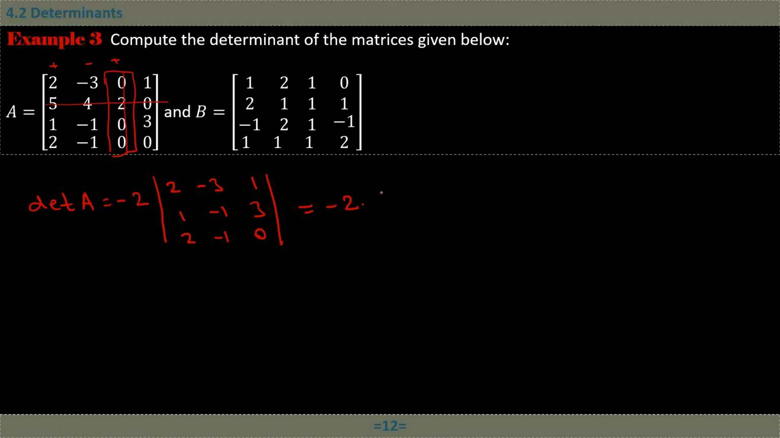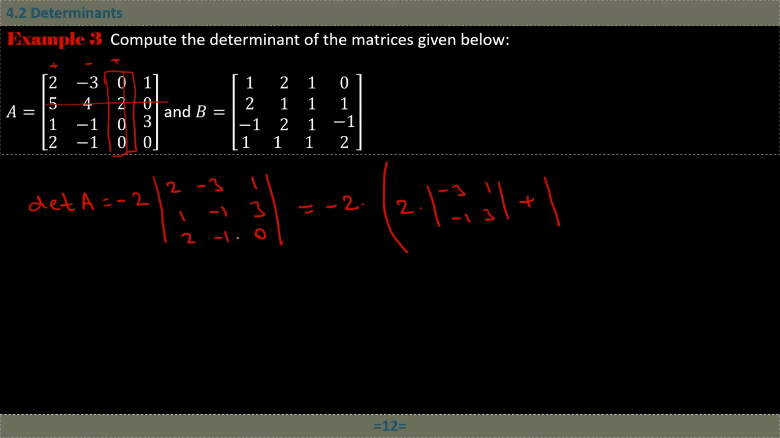So here we will have 2 times, right? Delete this row and this column. So here we will have minus 3, 1, minus 1, 3. Now it is plus, so this will be minus. Minus 1 is just plus, because of 1, we don't have to write this.